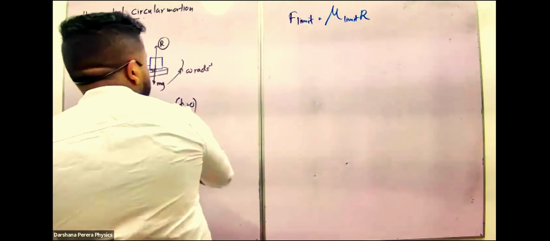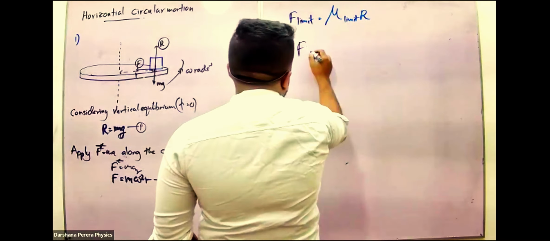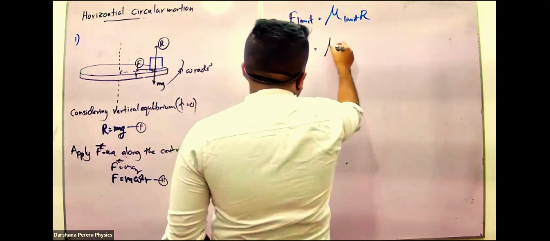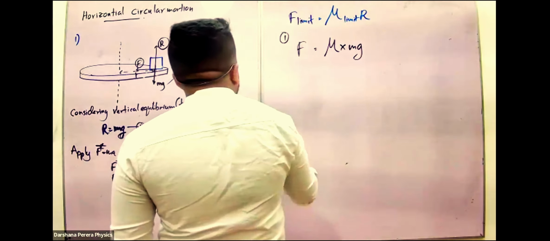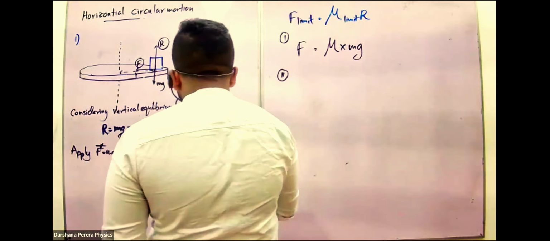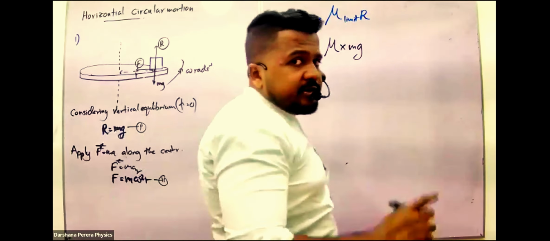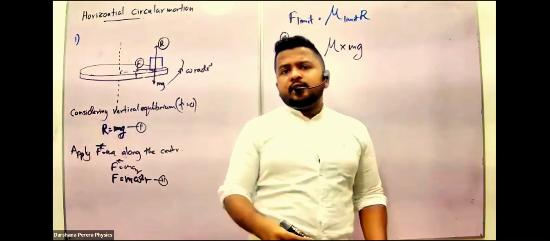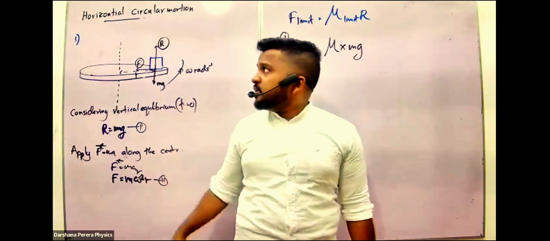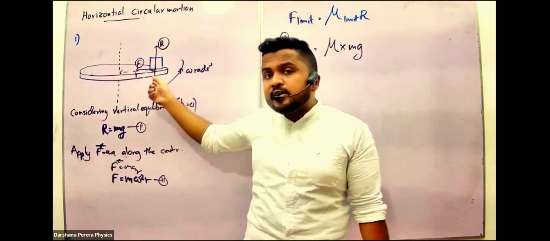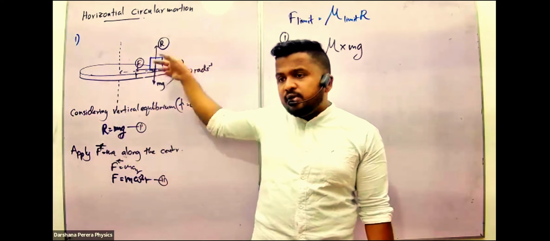R equals mg. In the first case, F equals mu R equals mg. In the second equation, we can tell F equals m omega square. This omega is the maximum angular velocity which the object can rotate at before sliding.